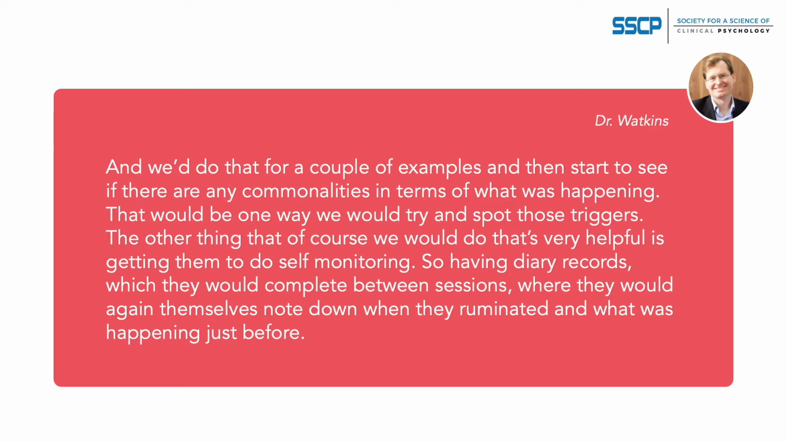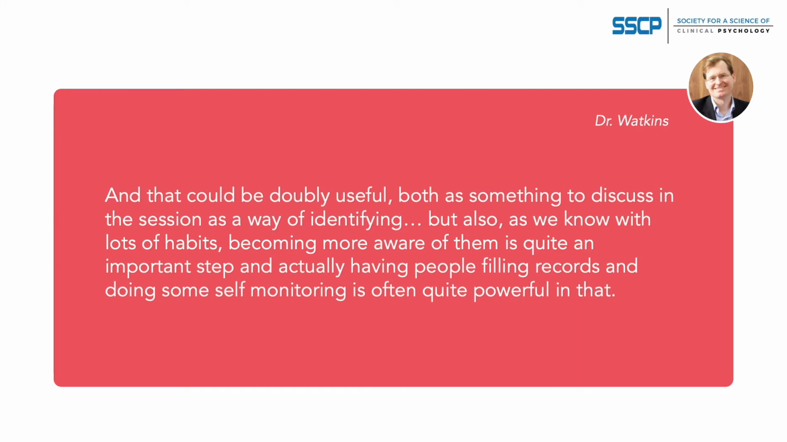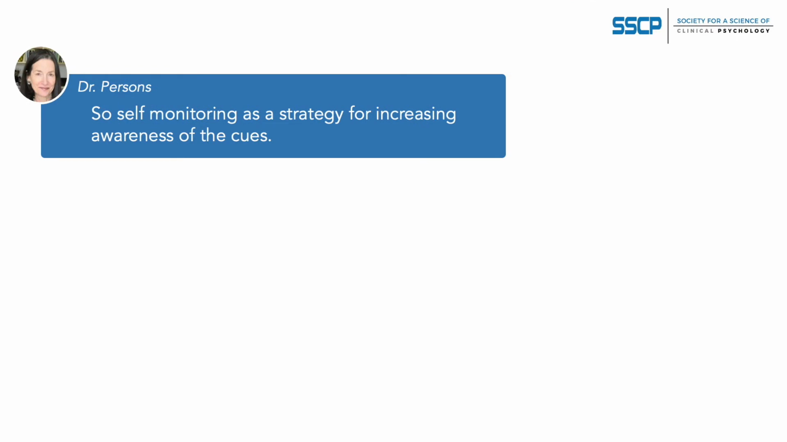The other thing that we would do that's very helpful is getting people to do self-monitoring. So having diary records that people would complete between sessions, where they would note down when they ruminated and what was happening just beforehand. And that can be doubly useful, both as something to discuss in the session as a way of identifying those warning signs, but also, as we know with lots of habits, becoming more aware of them is quite an important step. And actually having people fill in records and do some self-monitoring is often quite powerful in that. So self-monitoring as a strategy for increasing awareness of the cues.